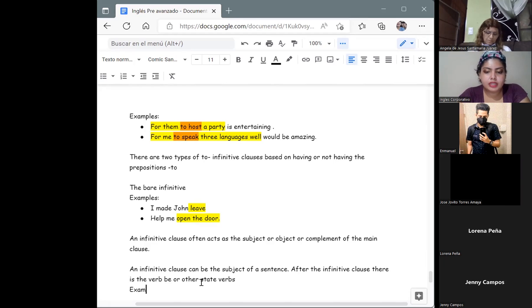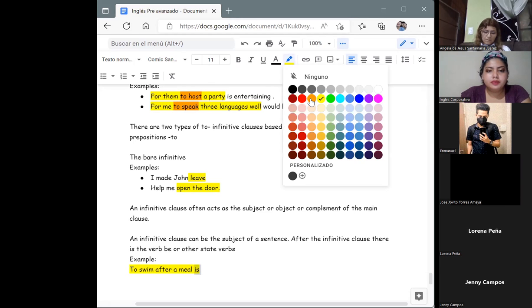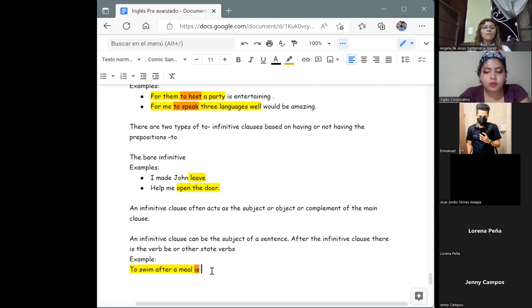And we have an example. It says, to swim after a meal is always wrong. To swim, that is the infinitive verb. To swim after a meal, that's the first part of the clause, or this one is one part of the clause. And then we're going to add is, always wrong.